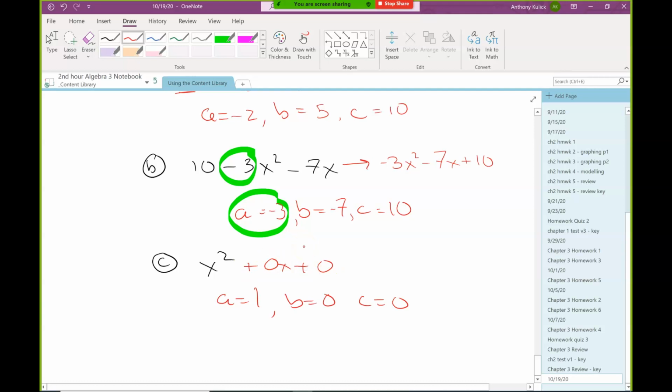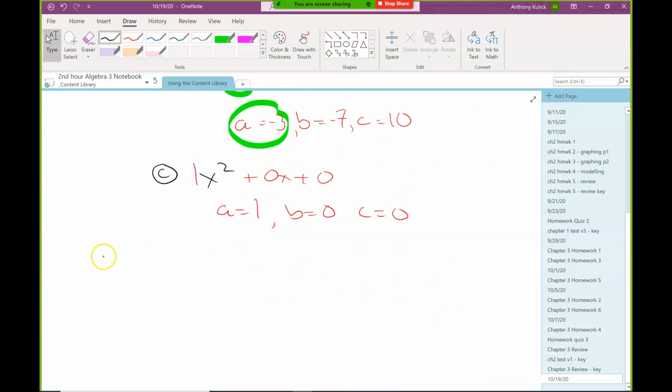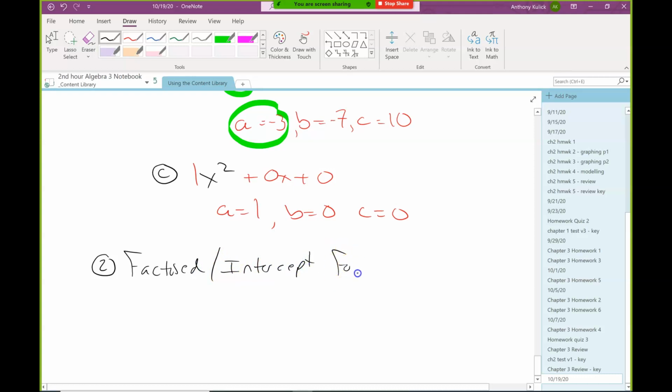Okay, good. Next is called factored form, or intercept form. So your intercept form or factored form is A times the quantity x minus p times the quantity x minus q, where those A, P, and Q are just constants. They're just like regular old numbers.